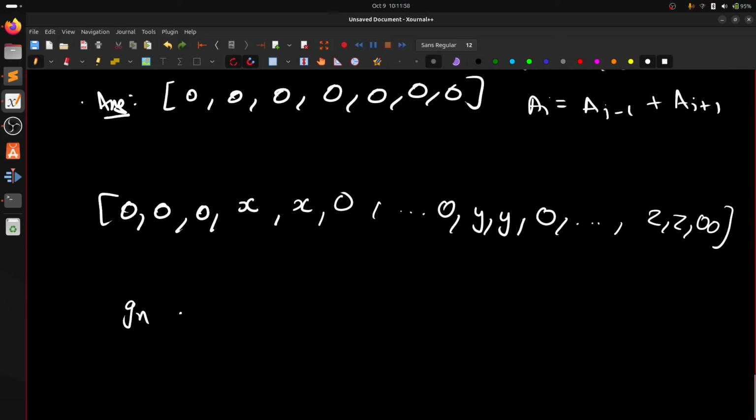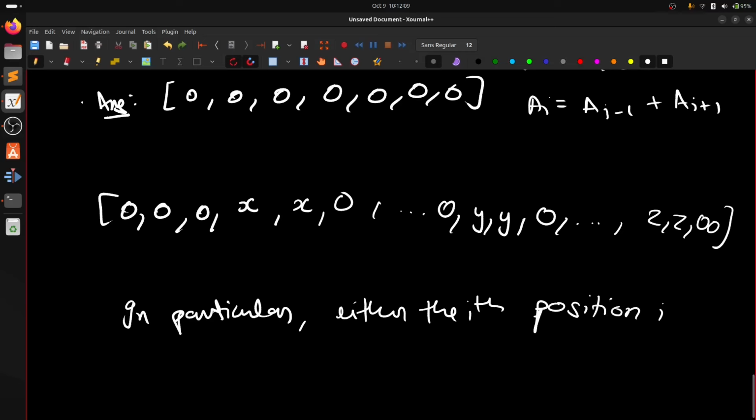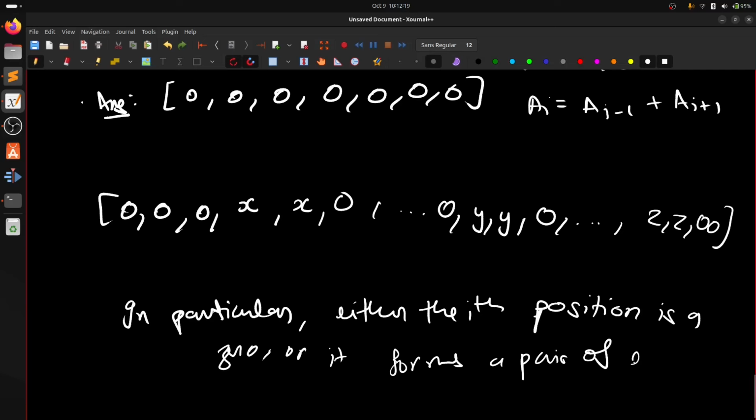So in particular, either the ith position is a zero, or it forms a pair of equal elements. Okay, so that's what happens.